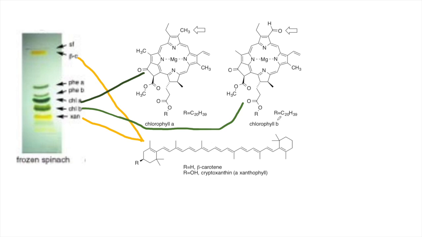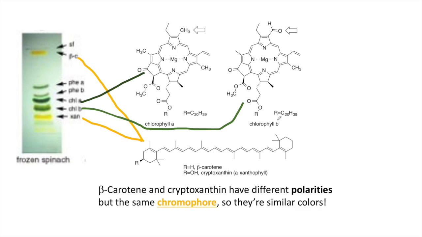But what I want to point out here is that both spots are orange, and they are the same shade of orange. That's not surprising because they are orange because of all those pi bonds that are conjugated to each other. So we would say that beta-carotene and cryptoxanthin have different polarities due to that hydroxyl group, but they have the same chromophore. They have the same array of pi bonds whose molecular orbital interactions give it that same pi to pi star distance, and so the same color. So the chromophore gives it its color.